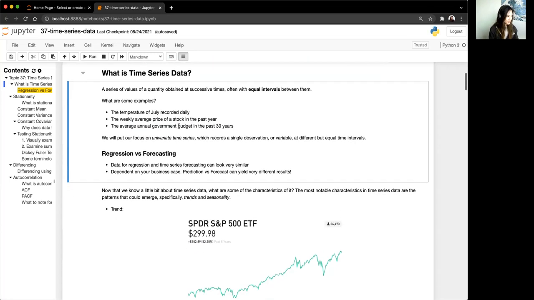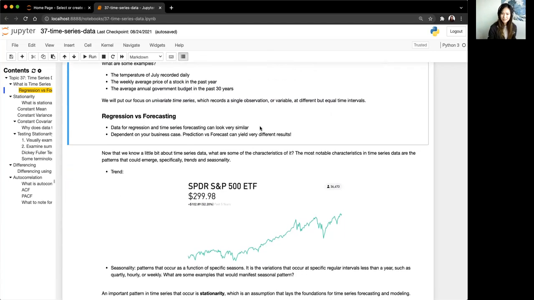Cool. So we're going to focus on univariate time series, which records a single observation or variable at different but equal time intervals. So here, a lot of our basic time series data is just going to be one column of values. Of course, there are ways to incorporate other data into our time series problem. We'll talk about that tomorrow. But for now, the data that we're going to see today is really just one column of data.